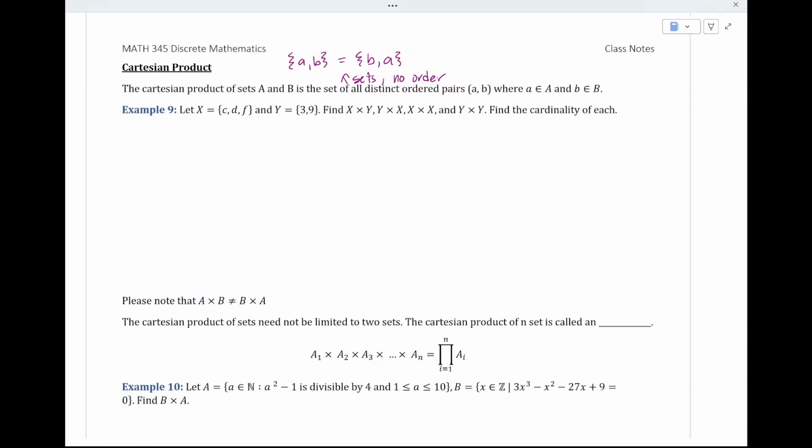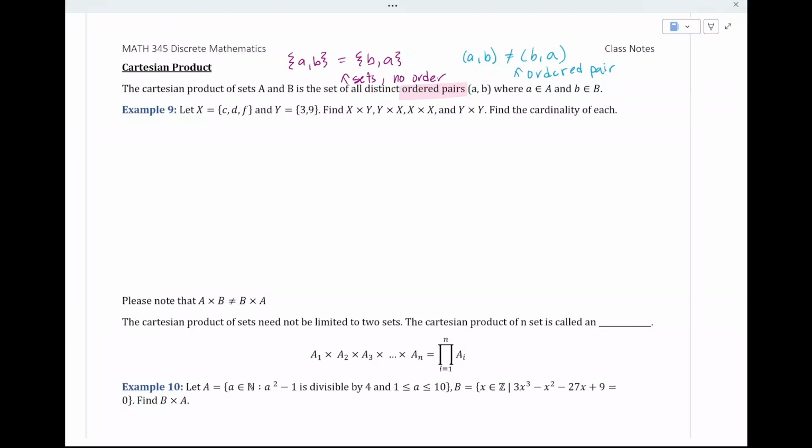Right now, in Cartesian products, we're talking about ordered pairs. So an ordered pair is in parentheses. So (A, B) is not the same as (B, A). Those are two different things. In an ordered pair, the order matters. Ordered is in the name. So these Cartesian products that we're going to look at are sets that contain ordered pairs.